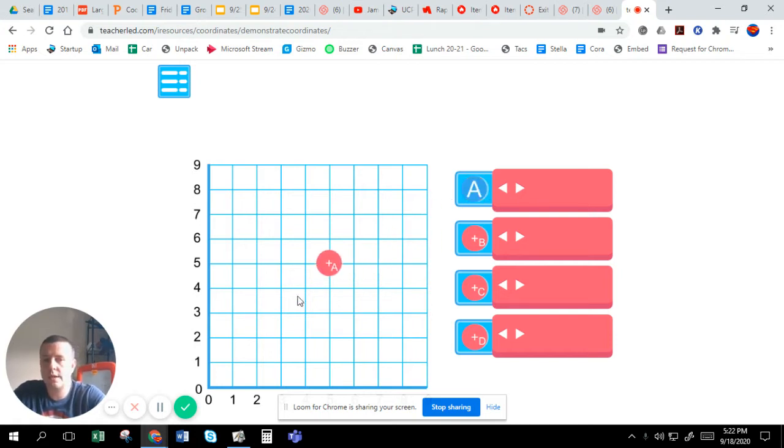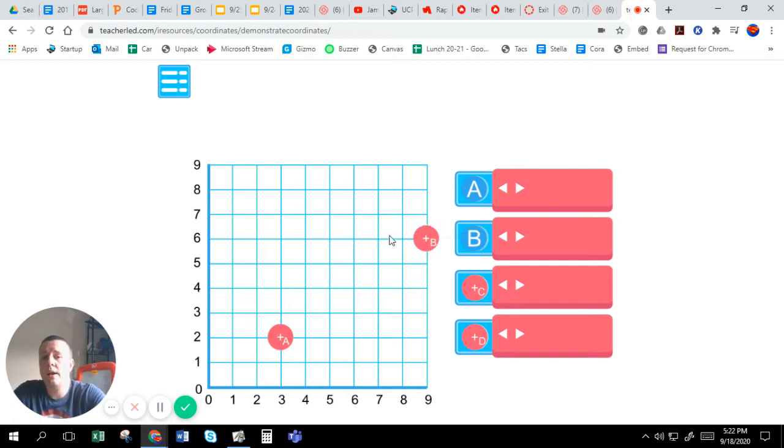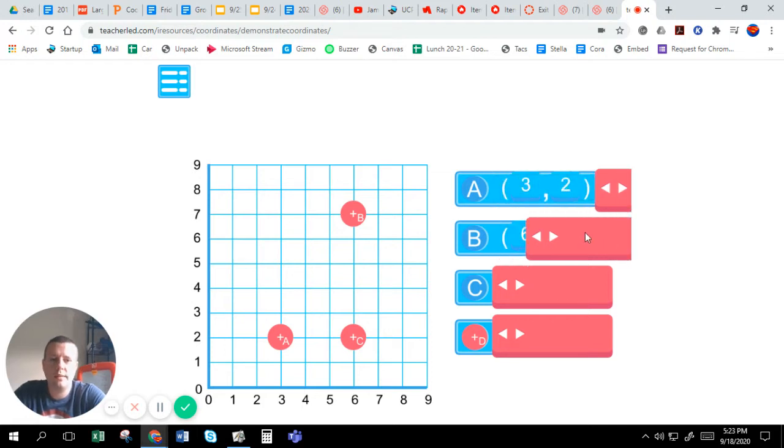So what I could do is take this spot and put it maybe over here at 3, 2. Okay, let me get that right. All right, so I've got A at 3, 2. Now I could put B here at maybe 6 over and let's go 7 up. So it's at 6, 7. And then C, maybe I can put that one right here at 6, 2. Okay, and I can even show you that those are the locations.